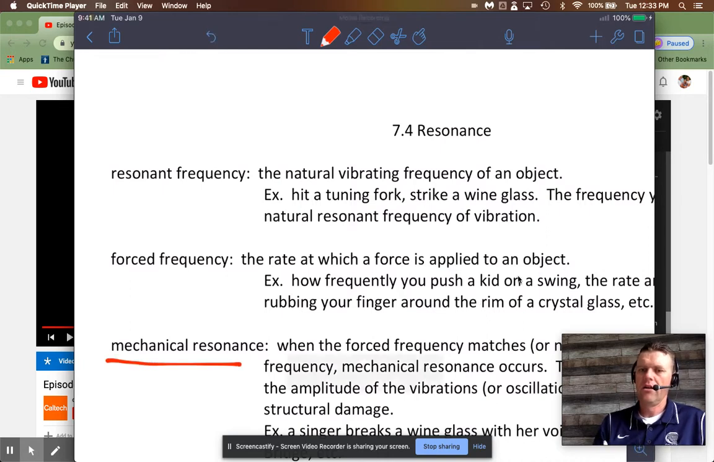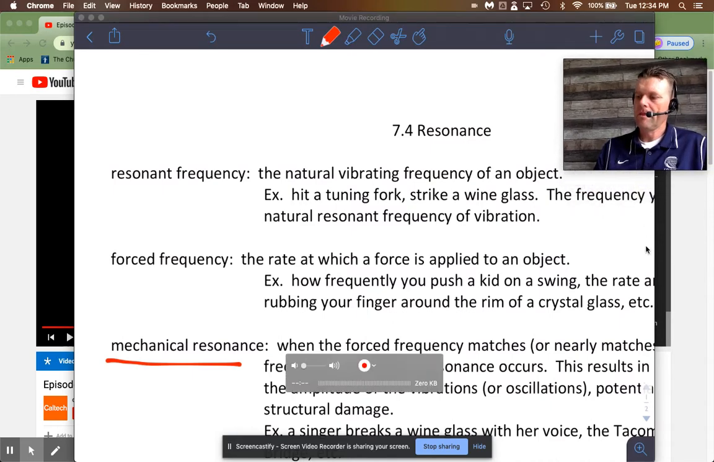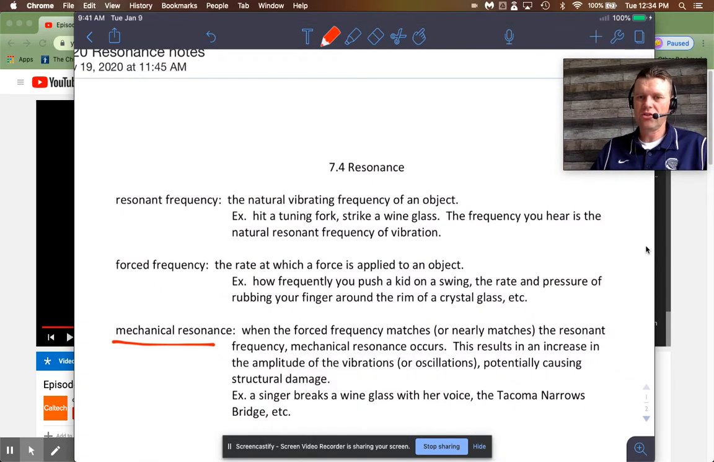Mechanical resonance happens when the forced frequency matches or nearly matches the resonant frequency. And then you'll get resonance. The result is that the amplitude dramatically increases, often to the point of structural failure. So this is where, as you saw in the video, you can sing a pure note, or as close to the pure note as you can get for the wine glass, and you can cause it to vibrate so much that the glass fails.